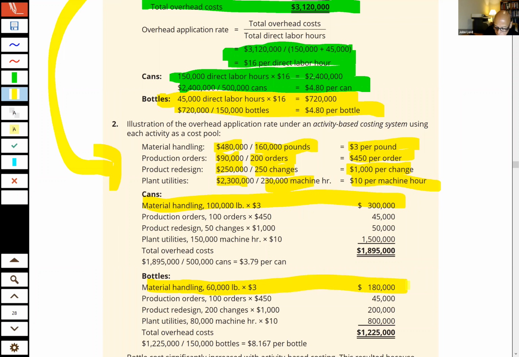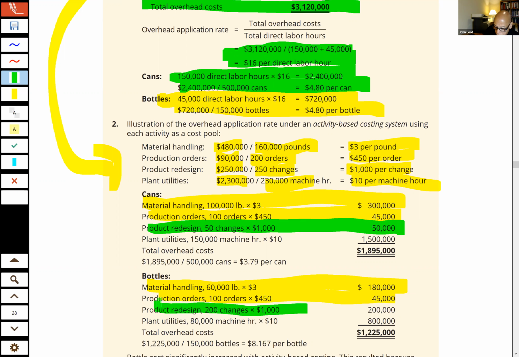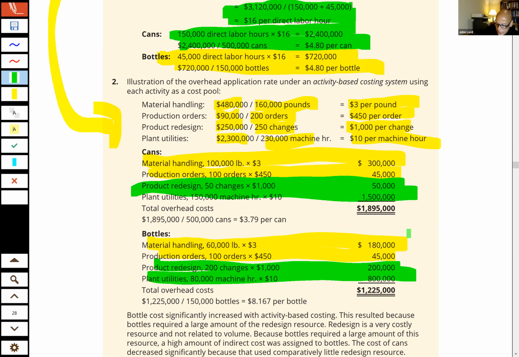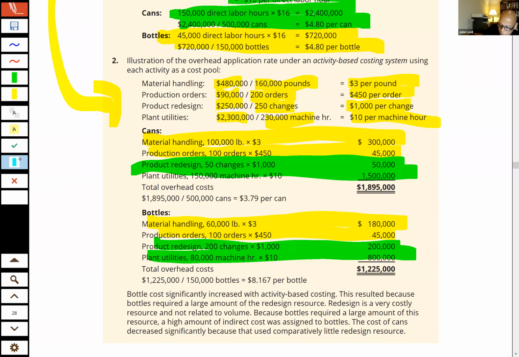The number of orders, right? It was 100 orders for each times the 450. Okay, so no real differential there. The thing that makes the big difference here is what? That product redesign. There's 50 changes for cans versus what? 200 changes for bottles, and that's a fairly expensive activity, isn't it? Okay, so we get a much larger application for that one. And then they do the same thing for the machine, which was $10 per hour. And now they come up with the total overhead cost for the bottles, total overhead cost for the cans.